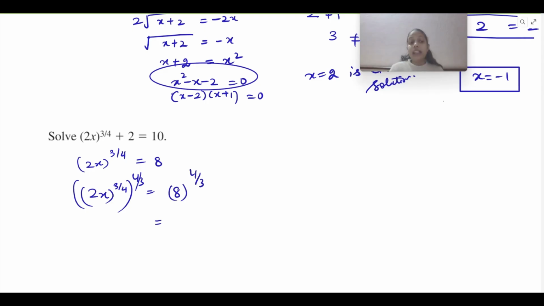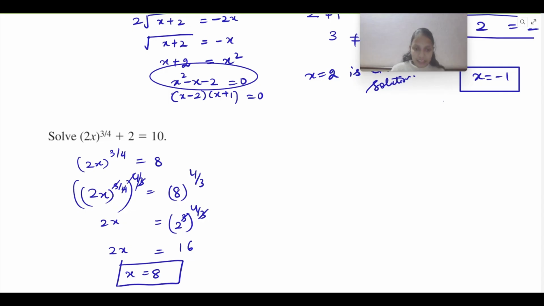What is 8? 8 is 2 cube. 2 cube whole power 4 by 3. 3 and 3 cancel. 2 power 4 is 16. This 4 cancels, 3 cancels here. So 2x equals 16. So x is 8. Done.